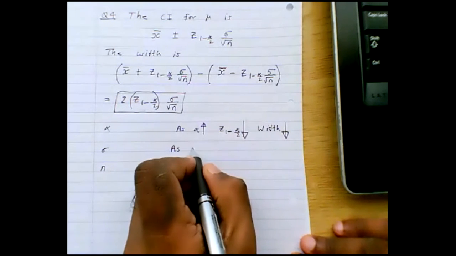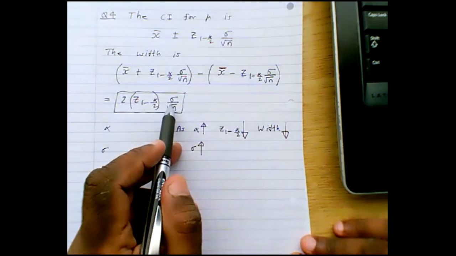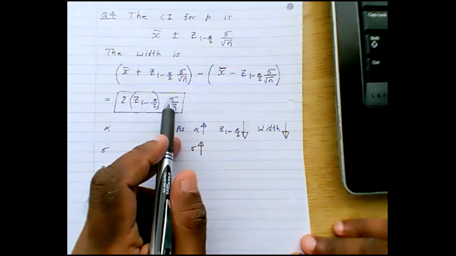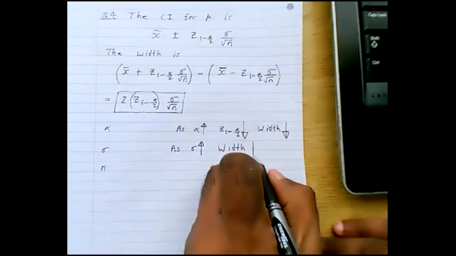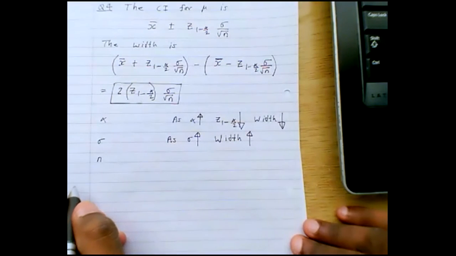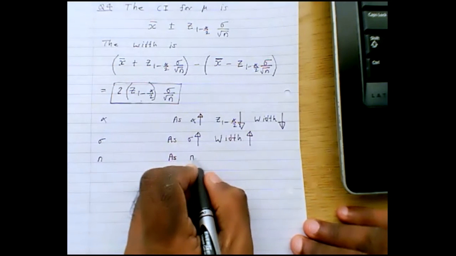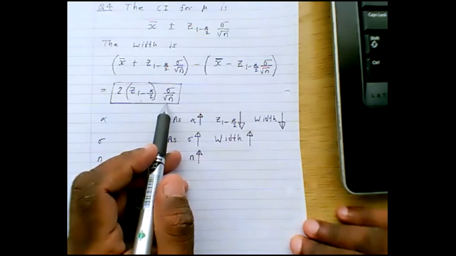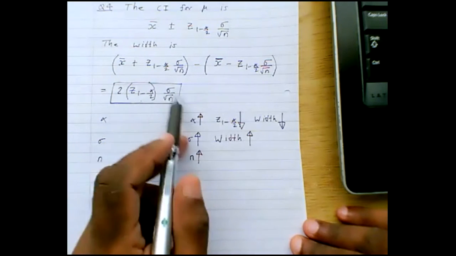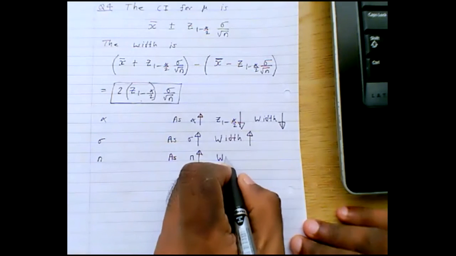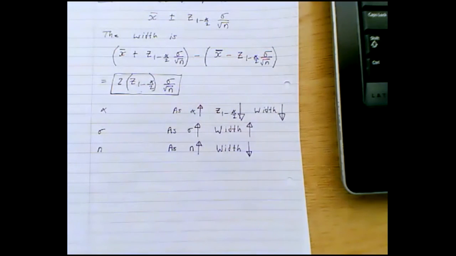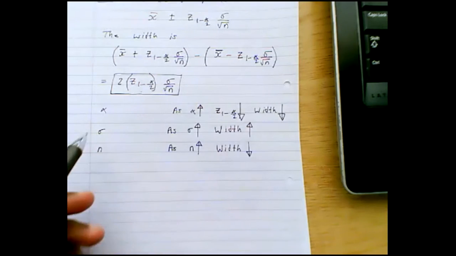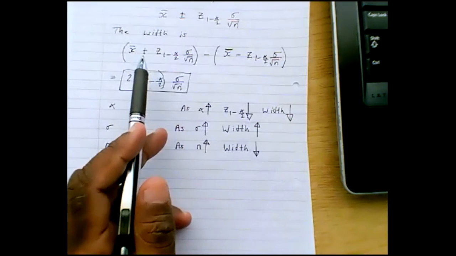Now, as sigma increases, sigma is in the numerator of this formula. So for larger values of sigma, this will get larger. So as sigma increases, the width will also increase. And finally, n: as n increases, remember, n is in the bottom of this formula. So for larger values of n, this will get smaller and smaller, so the width will get smaller and smaller. Are you guys okay with this? So these are the descriptions about how each of these controls the width of the confidence interval.